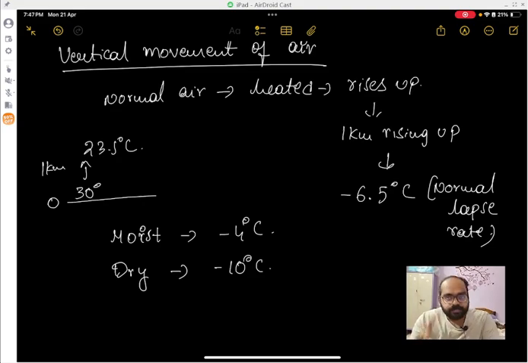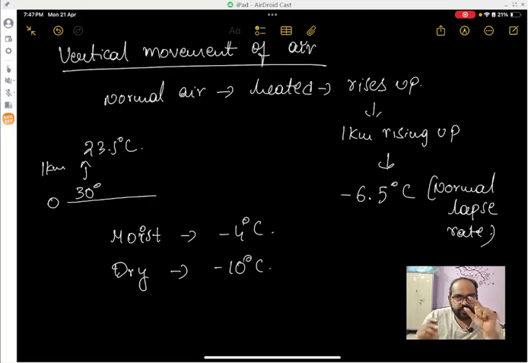Why this difference? Moist air consists of mostly water vapor. What happens when moist air gets heated up? These water vapor molecules absorb the heat energy. They get heated up, but at a very slow rate.